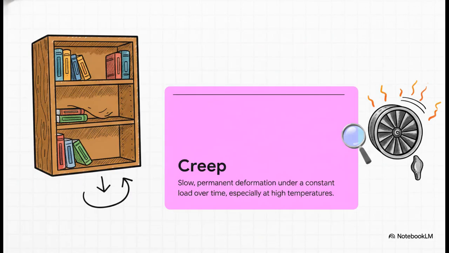Then there's fatigue's slow-motion cousin, creep. This is another one that happens over time. It's the slow, gradual sagging of a material that's under a constant load. The perfect example is a bookshelf that's been holding heavy books for years and starts to bow in the middle. For metals, this becomes a huge deal when things get hot, like inside a jet engine.